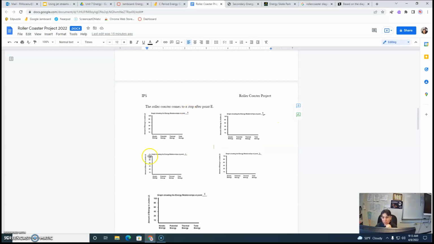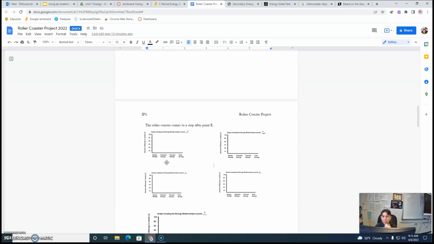All right, so that is for part 3, and your graphs are right here. So you got one for A, B, C, D, E. For all of them, draw energy bars showing what is happening with the energy, what forms, how is it being converted.